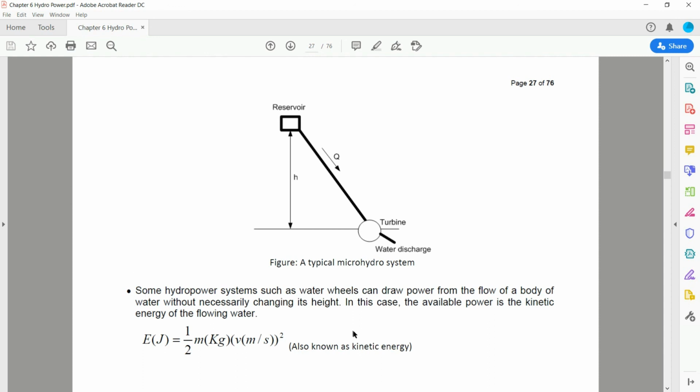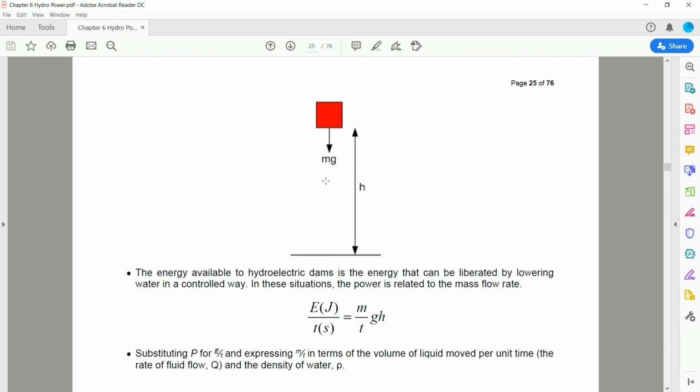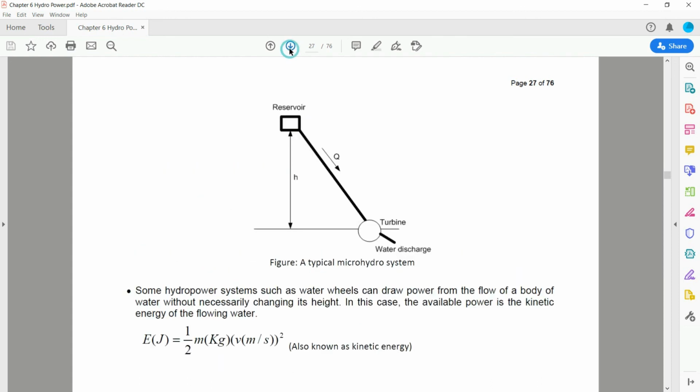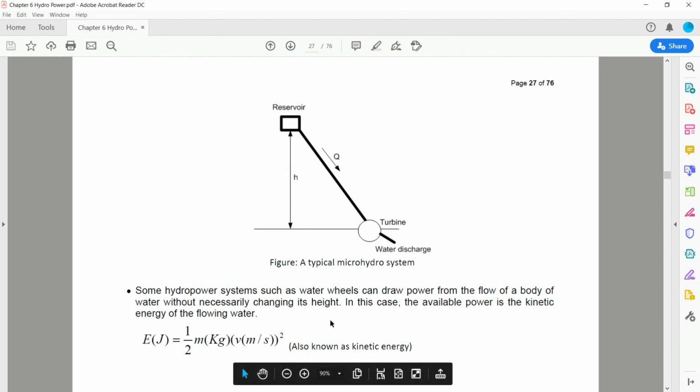So some hydropower systems such as a water wheel can draw power from the flow of a body of water without necessarily changing its height. Okay, this is related to the previous one, from the mass, gravitational force and the head. But another way is by using the moving of the water, without necessarily changing its height. So for that one we use kinetic energy to calculate the energy from the flowing water. So energy from the flowing water, unit joule, equals 1 over 2 m v squared, where m is the mass and v is the speed, unit meter per second. So this is the general equation for kinetic energy.